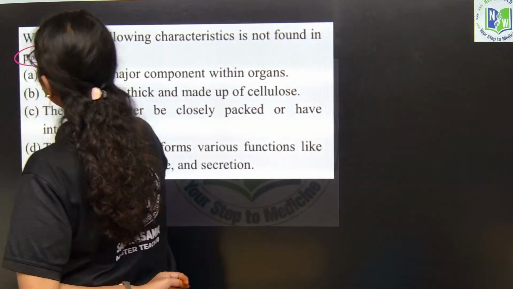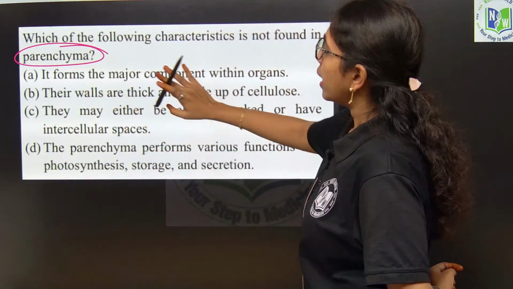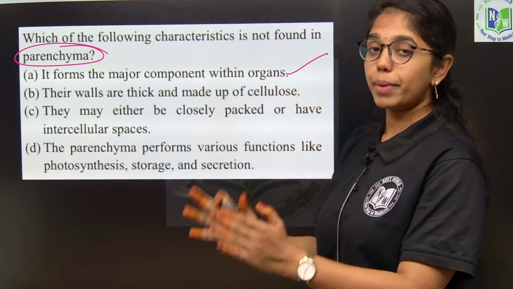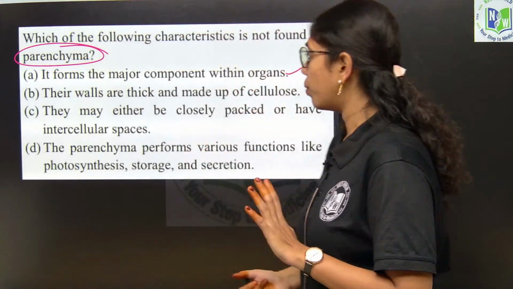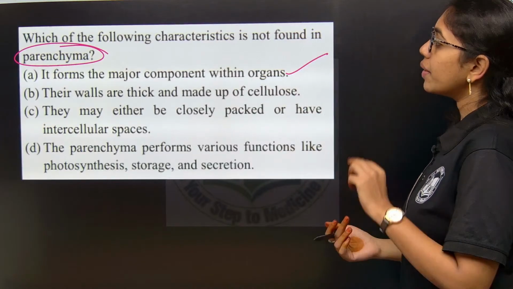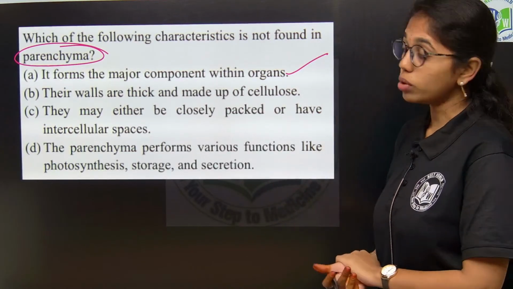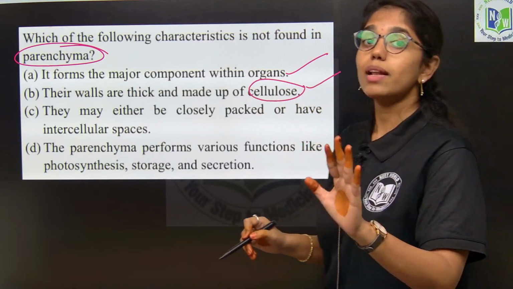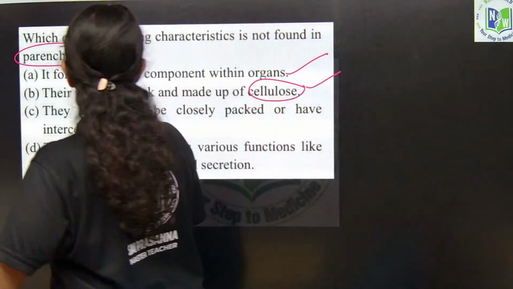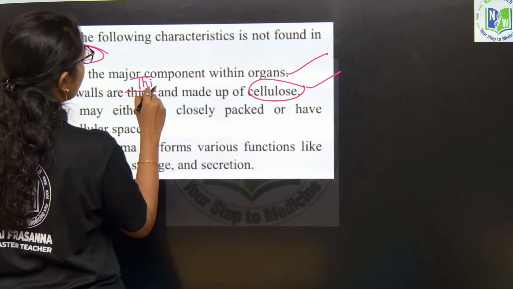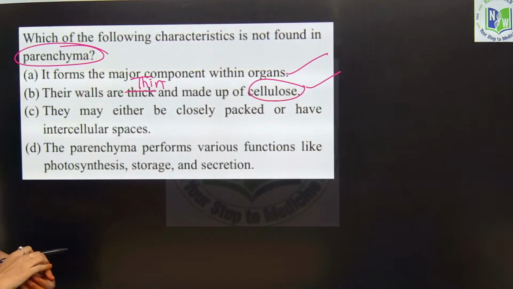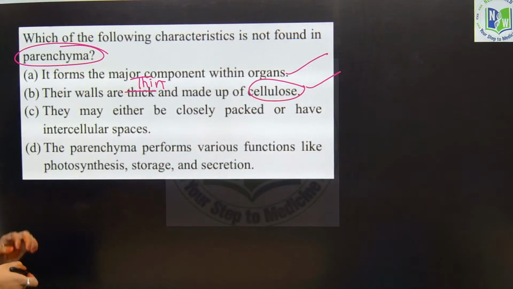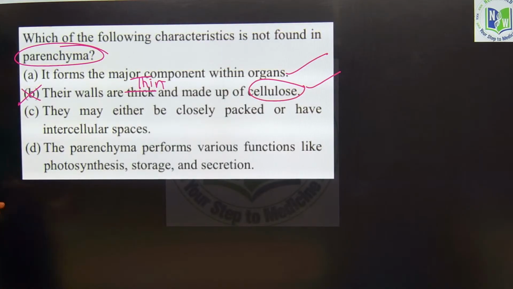Good, Tanvir. Look at this question. It forms a major component within the organs. Yes, the plant body is abundantly occupied with parenchyma only. Second statement, their walls are thick and made up of cellulose. Their cell walls are made up of cellulose, but their cell walls are not thick, they are thin. Thick cell walls are not there, their cell walls are thin and made up of cellulose. So, option B will be the incorrect statement.